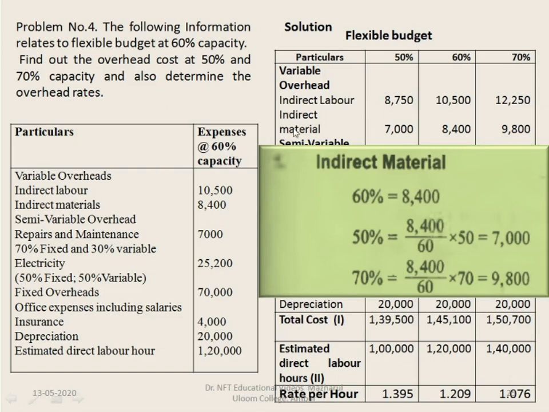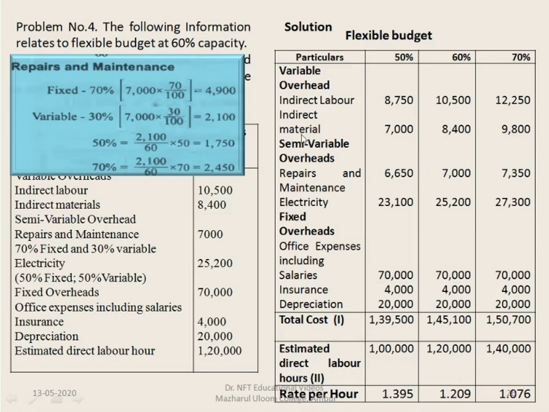Next, indirect material. Indirect material is 8,400 for 60% capacity. Now we have to find it out for 50% capacity and 70%. For 50% capacity, 8,400 divided by 60, because we have 60%, and for 50% we have to find it out, so into 50. So it gives you 7,000 for 50% capacity. The same way, for 70%, 8,400 divided by 60 into 70 gives you 9,800. This is for 70% capacity.